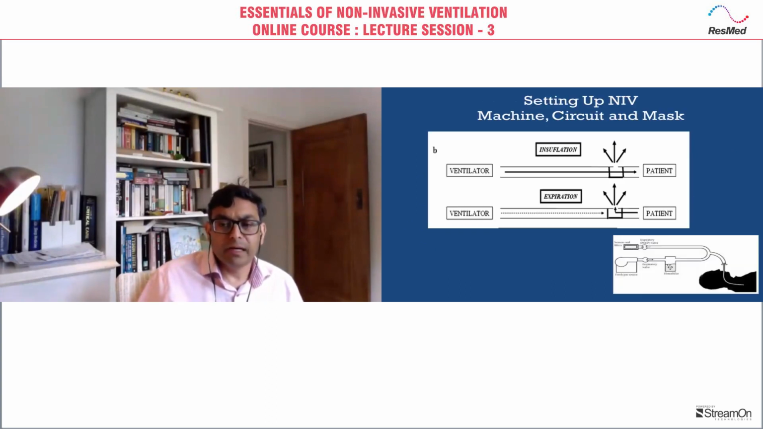Often with invasive ventilation, at the bottom right corner of my screen, you can see somebody being invasively ventilated, and they have two limbs in the circuit. One limb is the inspiratory limb at the bottom, and the expiratory limb at the top.